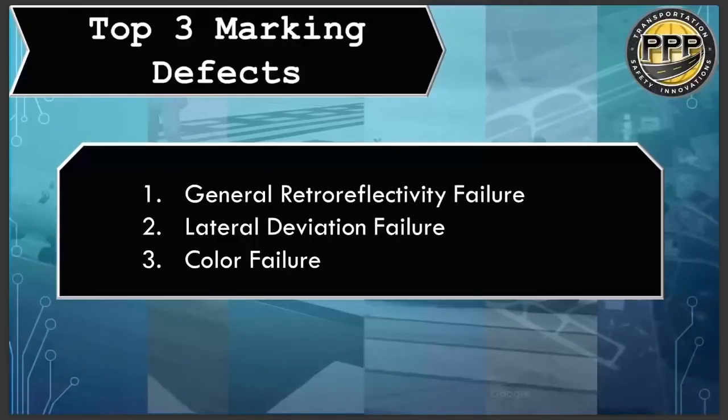We see, in my experience, that the quality of reflectivity varies significantly. Again, I've seen great markings. I've seen ugly markings. Number two is lateral deviation failure, and that's a fancy phrase for how uniform it is, how uniform it looks, particularly at night. And then we'll talk about color failure as well, both daytime and nighttime color.